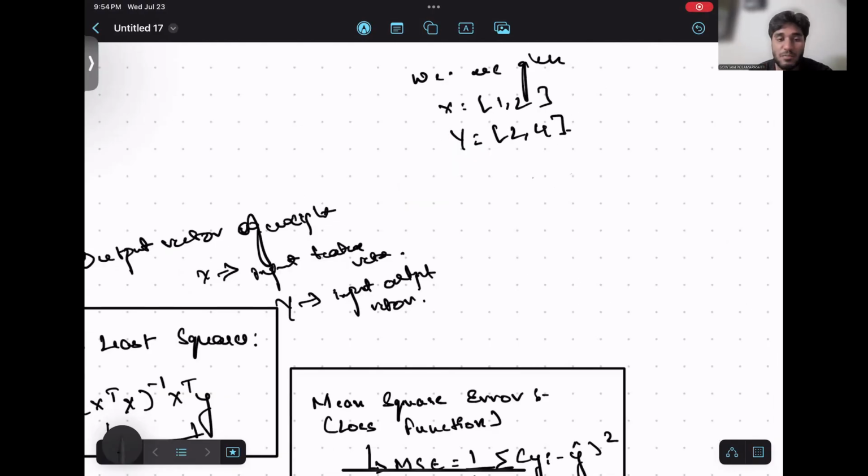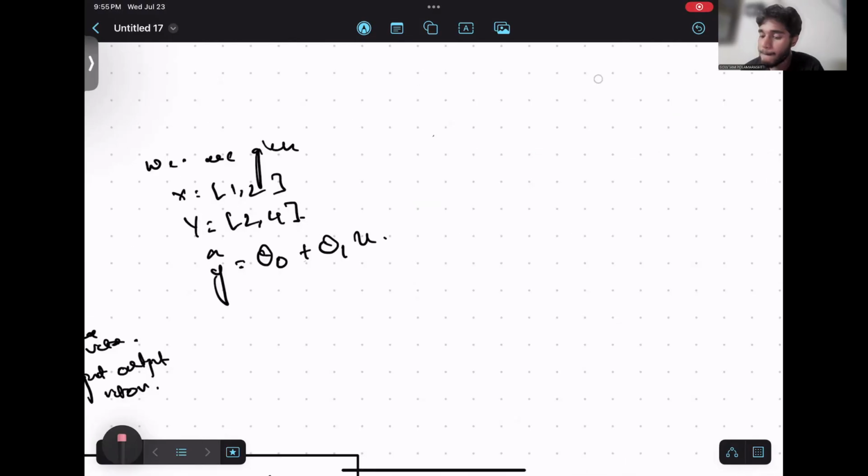Now we want to fit these data points to a line: y hat is equal to theta naught plus theta 1 x. So how do we perform this using the OLS method? We already know the equation of the OLS method, which is theta equals (X transpose X) inverse into X transpose y.